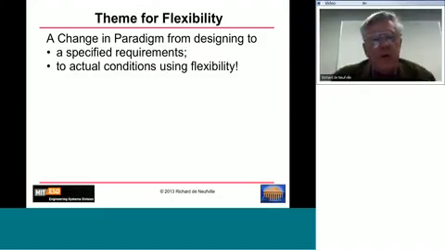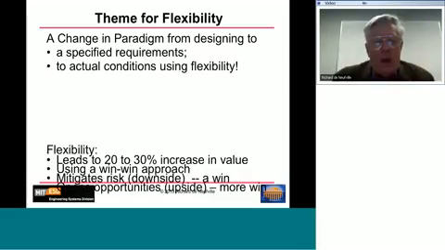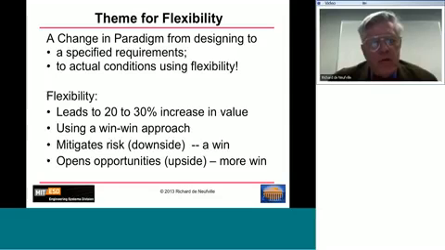So the theme for flexibility is that there's a change in paradigm from designing towards a specified set of requirements to the actual conditions using flexibility. And what we find is that flexibility can lead to, not necessarily, but can lead to 20 to 30% increases in expected value. And basically it does this by having a win-win approach.